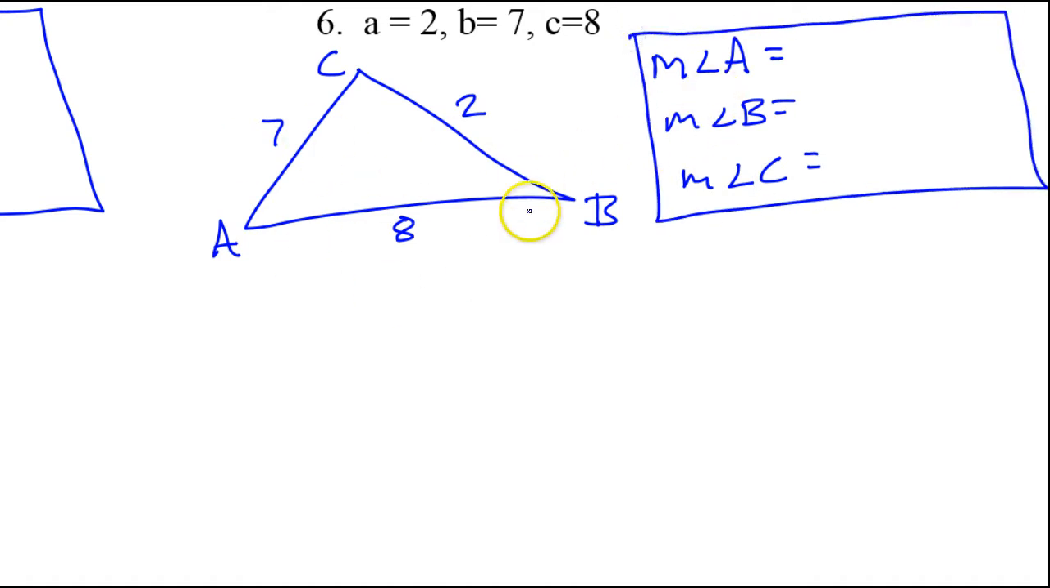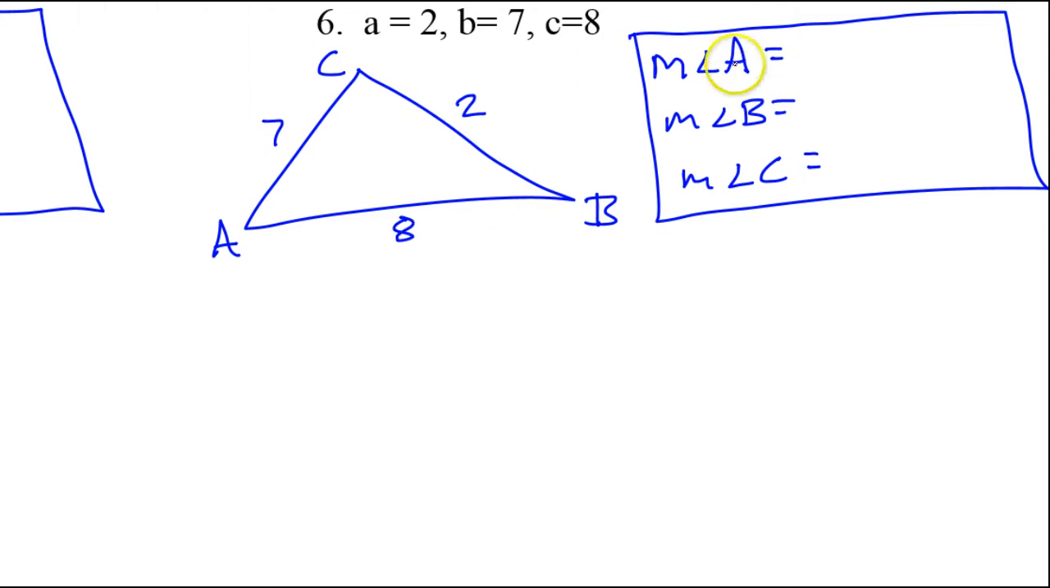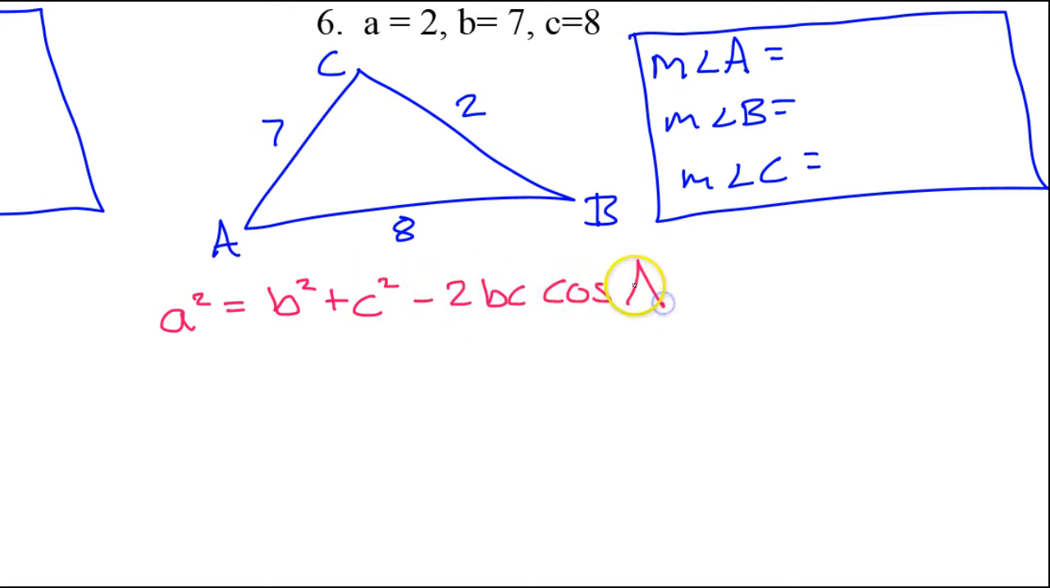Okay, it doesn't really matter which one we find first, but I'm going to go ahead and find the measure of angle A. If I want to find the measure of angle A, I need to start off with the version of the formula that starts with a squared. A squared is equal to b squared plus c squared minus 2bc cosine of angle A. So it's going to be 2 squared is equal to 7 squared plus 8 squared minus 2 times 7 times 8 times the cosine of angle A.